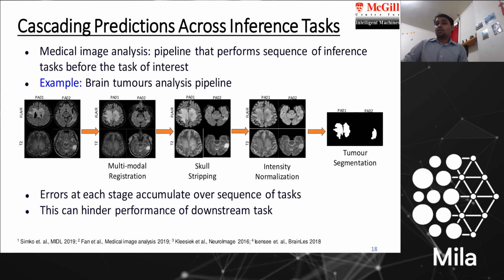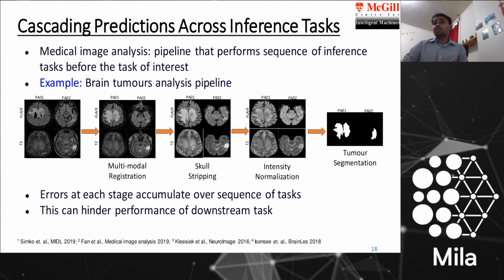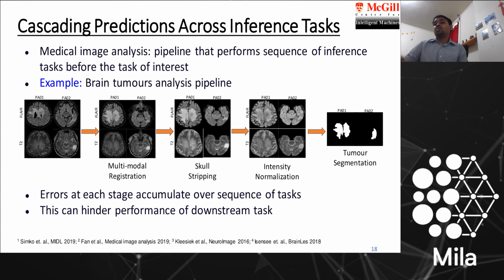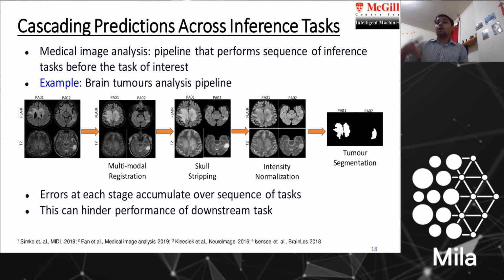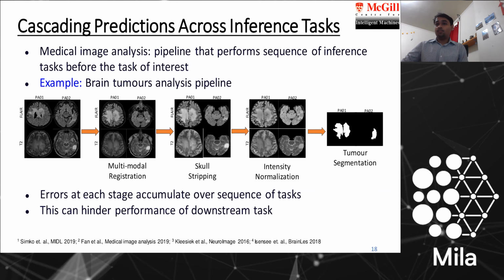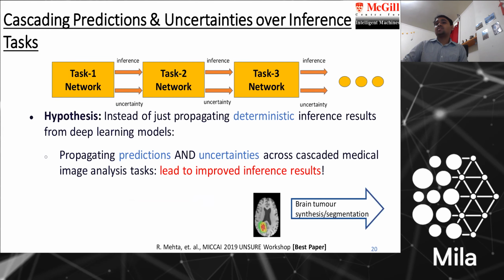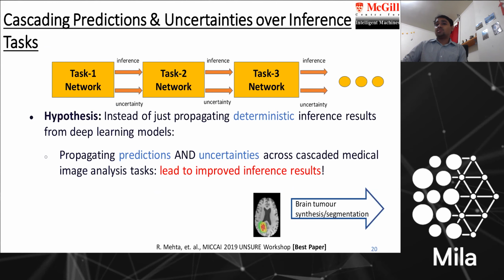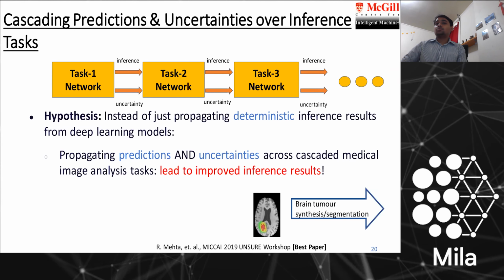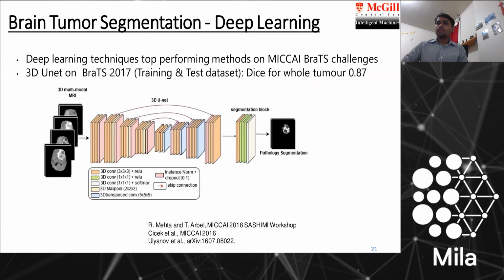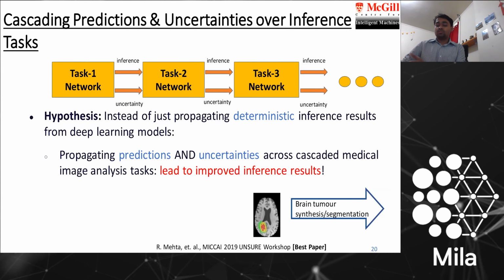If we take a deterministic deep learning model and it makes a mistake at any one of the previous tasks, the errors will propagate to the downstream task and can accumulate. In that case, the downstream task can be hindered in a really bad way. So what do we do to solve this? The hypothesis is that instead of just propagating deterministic inference results from deep learning models, we propagate predictions and uncertainties. As I said, you can use any Bayesian deep learning model to get the uncertainties and propagate them to the downstream task.